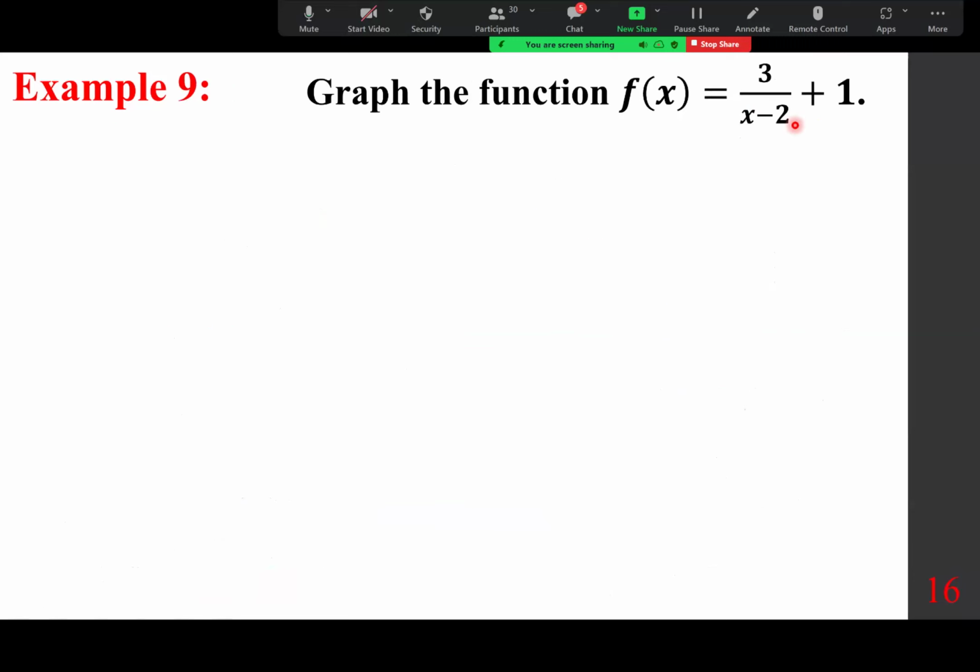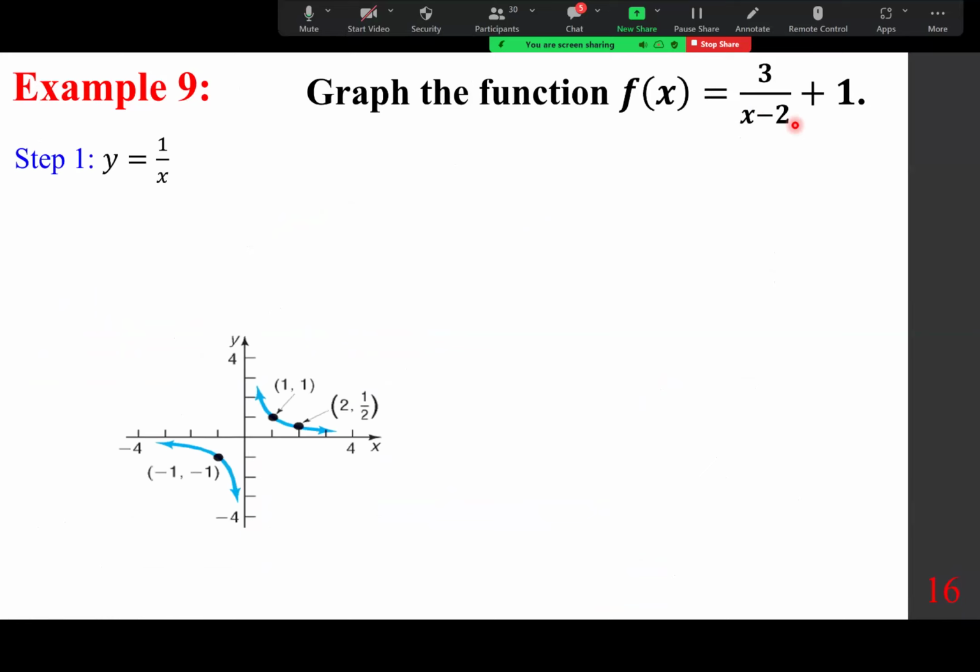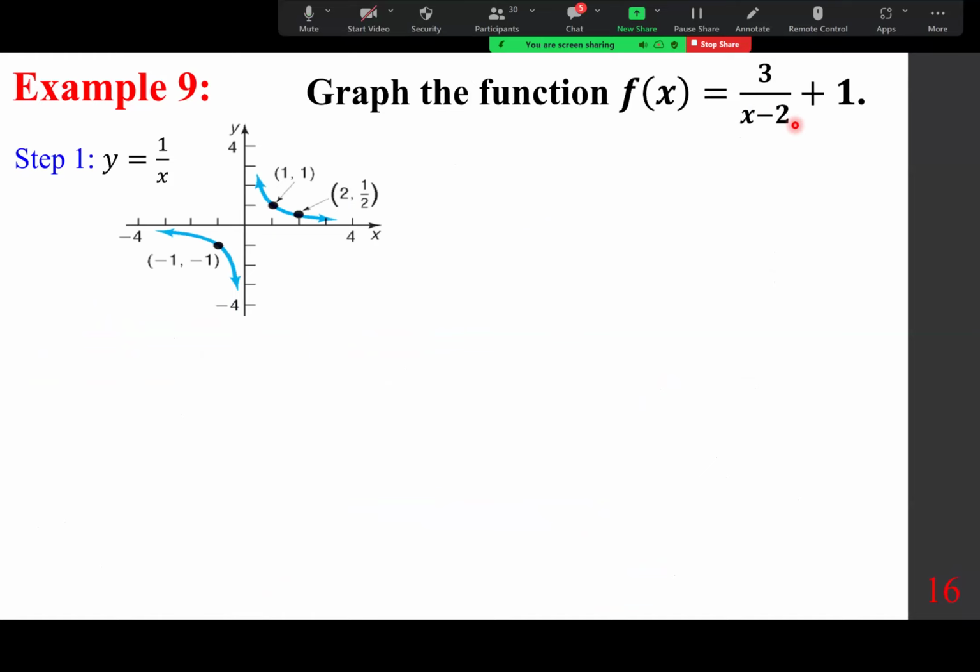I'm going to graph this function, and we start with the basic rational function y equals 1 over x, or the reciprocal function. We know here's the graph. We are doing it by transformation. So this is the graph. Let's go with 3 over x. That means multiply by 3. That means the x coordinate doesn't change, but the y coordinate gets multiplied by 3.